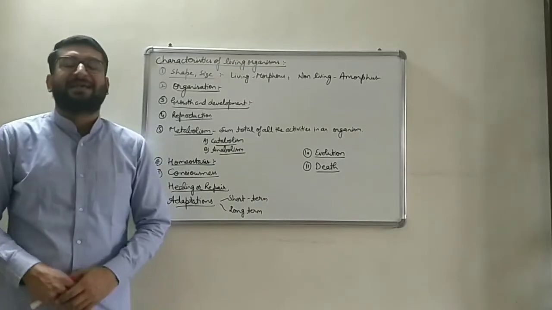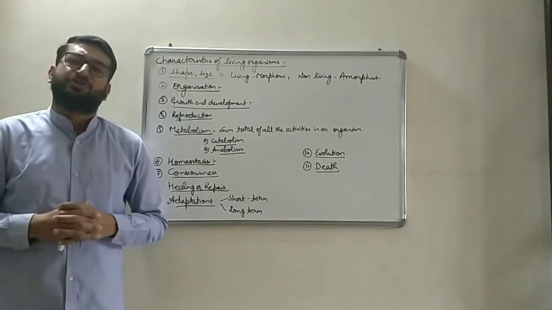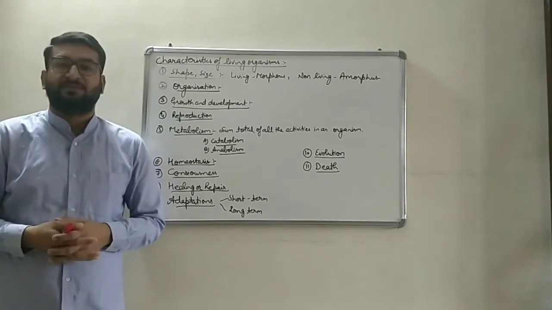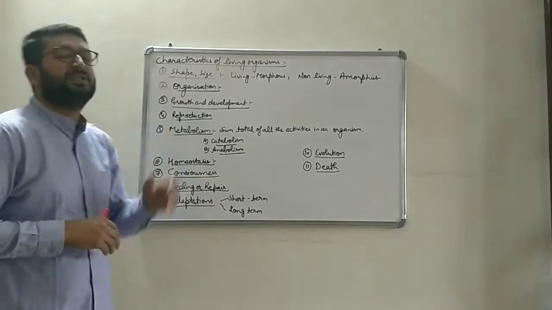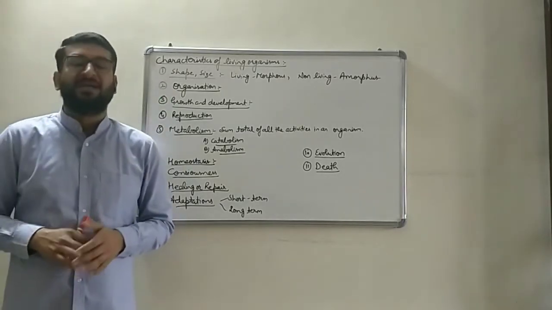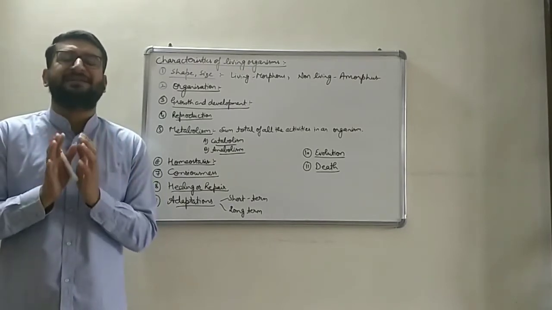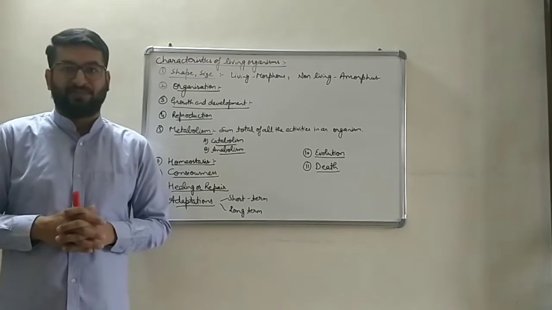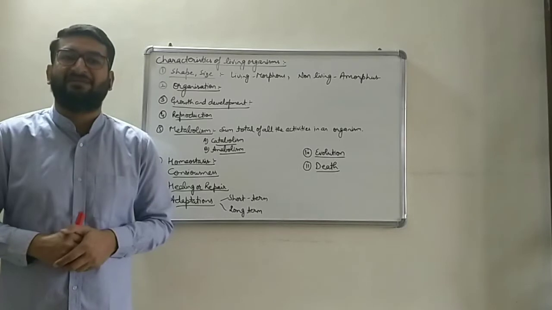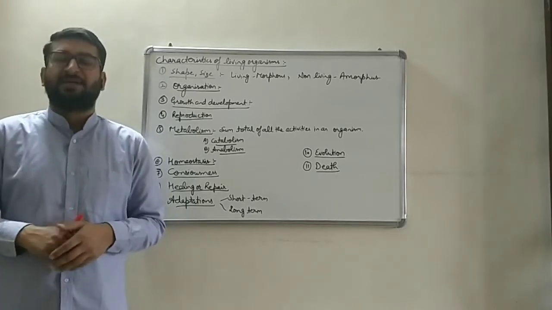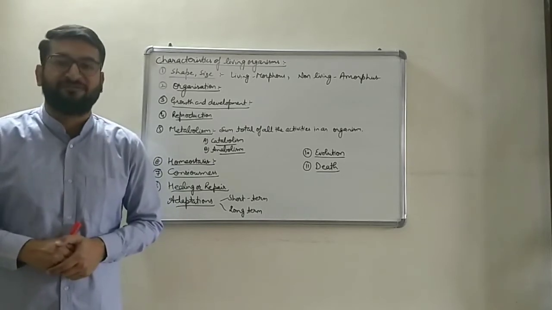Now we study the characteristics of living organisms. There are certain characteristics on which we differentiate whether an organism is living or not. So, for the characters of living organisms, first we'll go with the definite shape and size. Living organisms possess a definite shape and a size, whereas non-living things do not have any fixed shape or size. Due to the fixed definite shape and size, the living organisms are known as morphous.